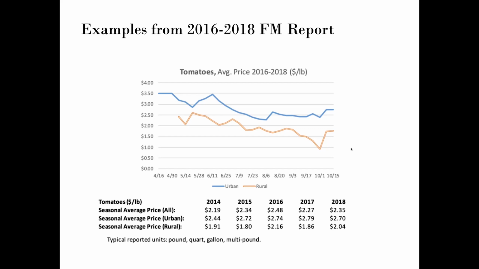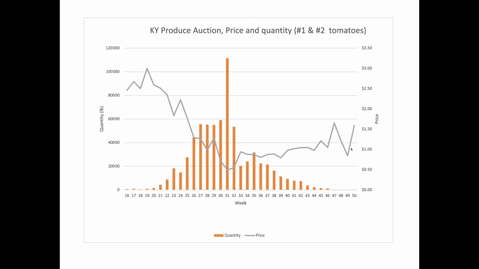In the world of economics, we would expect prices to look a little bit more like this. This is from that same time period at Kentucky produce auctions. The gray line is our prices and the bars are the quantity of product. When there's not much product, prices are high. When there's a ton of product, prices are low.